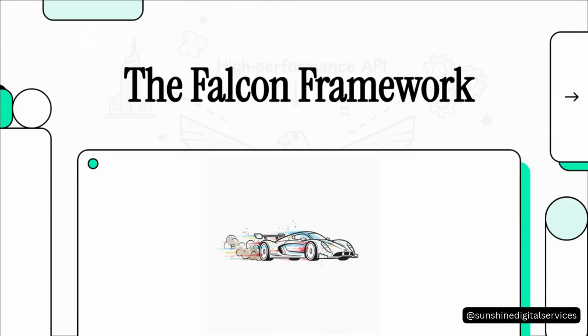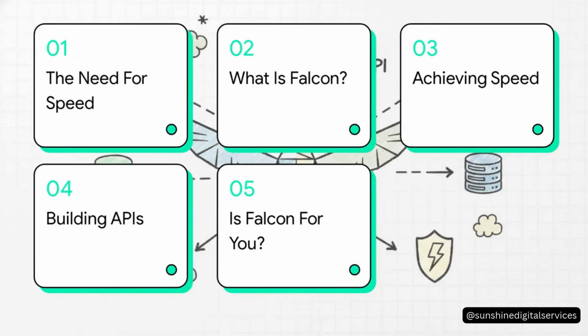So today, we're looking at a real solution to that exact problem in our explainer on the Falcon framework, a tool that is engineered specifically to optimize high-performance APIs. Here's our roadmap for today. We are going to start with the need for speed, define what Falcon is, explore how it achieves speed, look at building APIs with Falcon, and finally wrap up by asking, is Falcon for you?